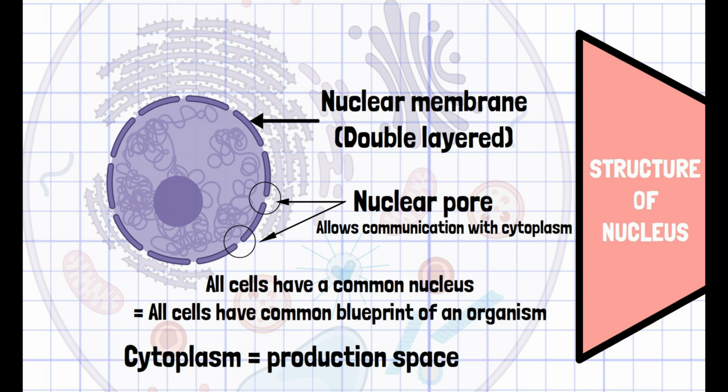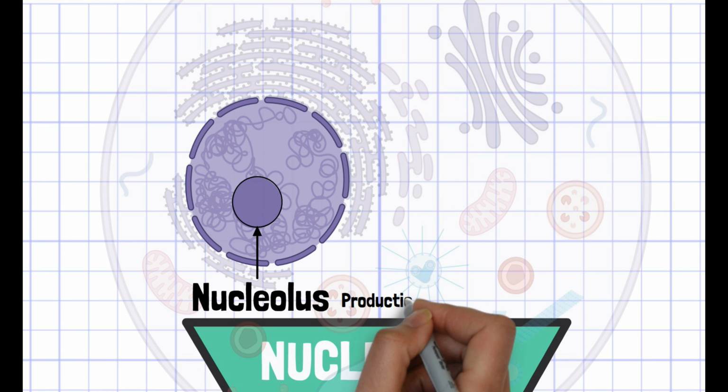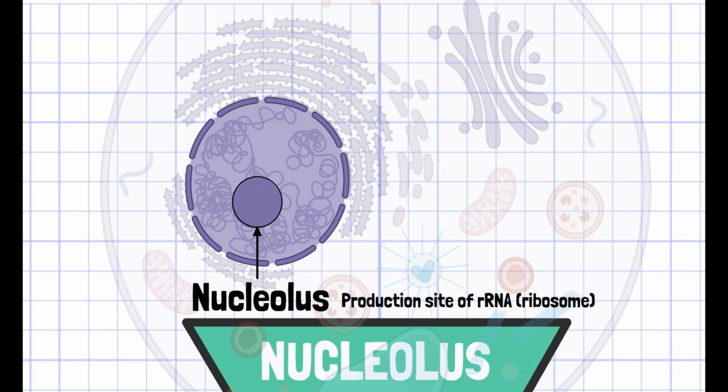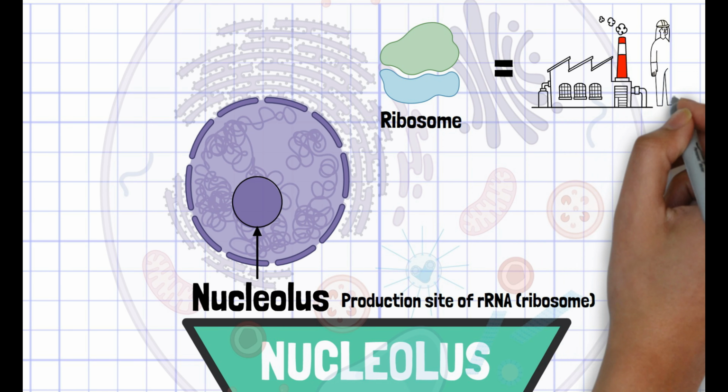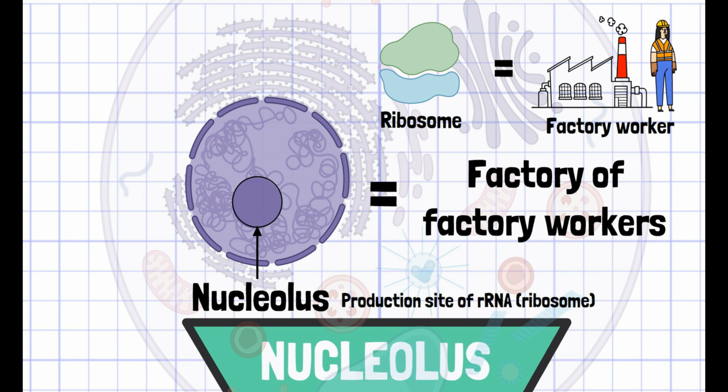Now let's look at the nucleolus. It is located in the core of the nucleus and looks like a dense globular structure. The nucleolus is a production site of rRNA, which is the main component of ribosomes. Since the function of the ribosome is to produce protein within the cytoplasm, ribosomes are like factory workers of a protein factory, and the nucleolus is like a production site of those factory workers. So we can simply say it is the factory of factory workers. Although the name resembles nucleus, they are clearly different structures, so please be careful.